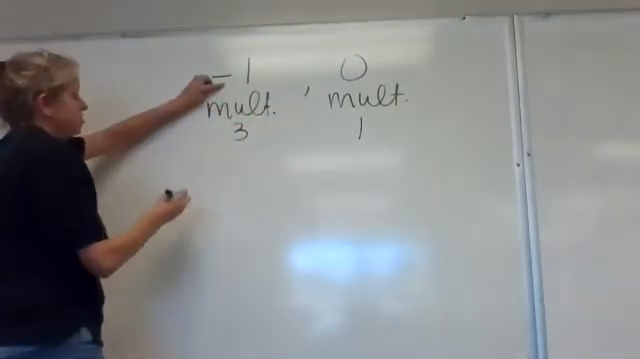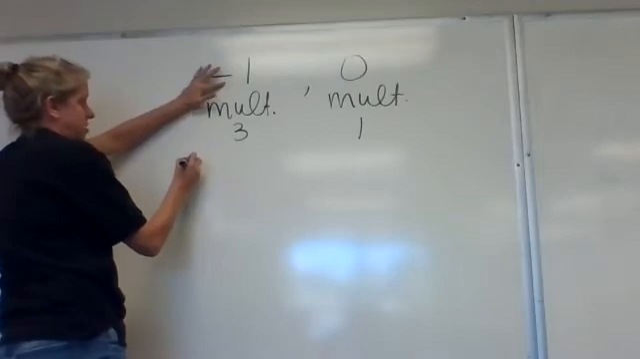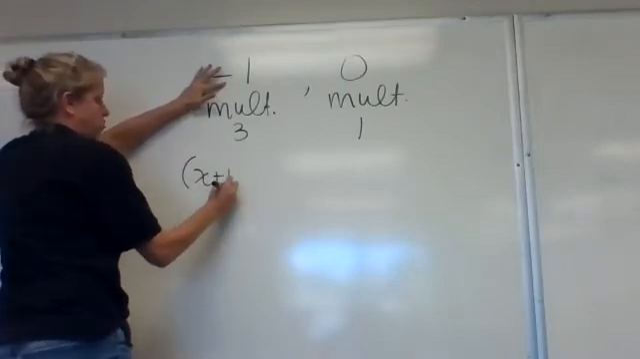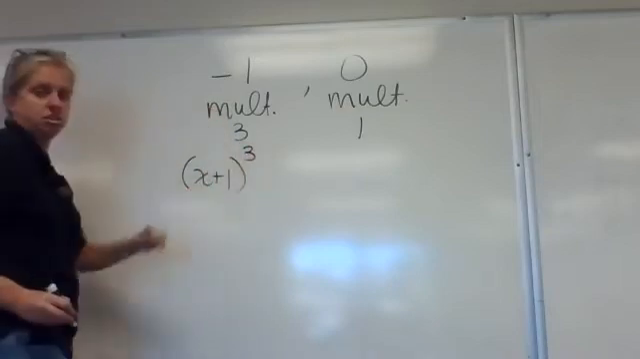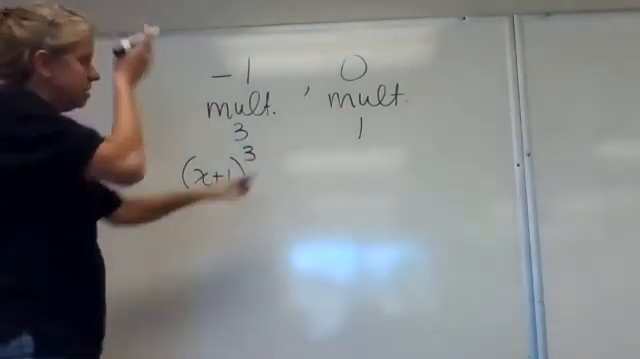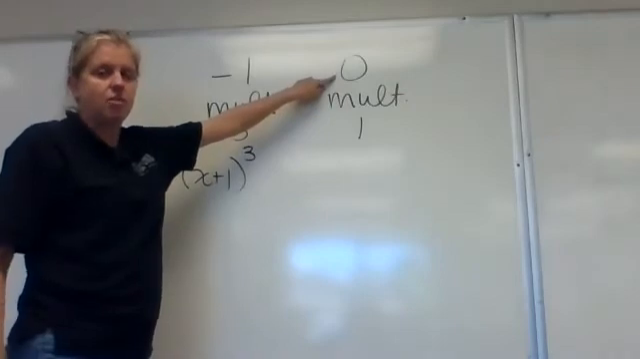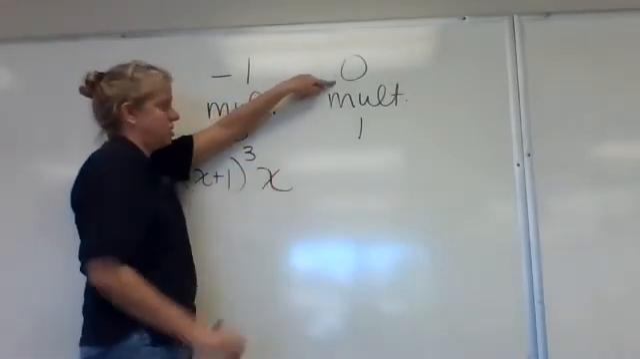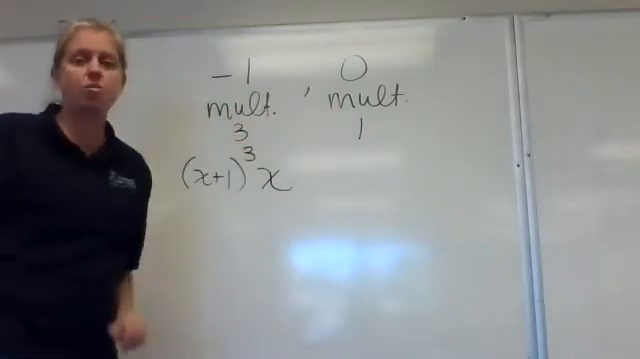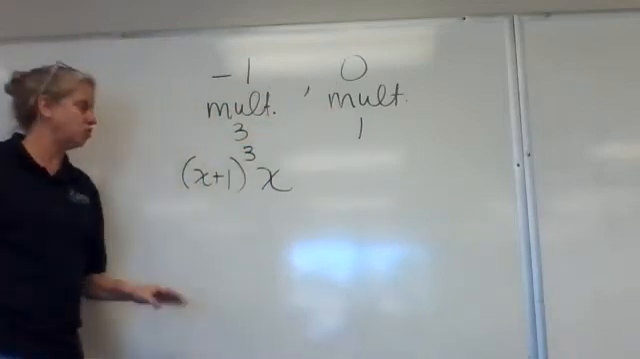All right, let's turn the zeros into their factors. So this one, since it's negative 1, will be x plus 1. Its multiplicity is 3, so that means to the 3rd power. This 0 is just a 0, which means its factor is an x, just an x. And since it's multiplicity 1, that's what makes this not too bad.